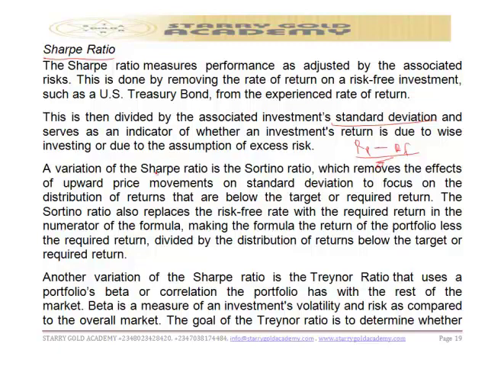The variation of the Sharpe ratio is the Sortino ratio. The Sortino ratio removes the effect of upward price movement on the standard deviation to focus on the distribution of returns that are below the target or below the required return. Those that are below the mean value.